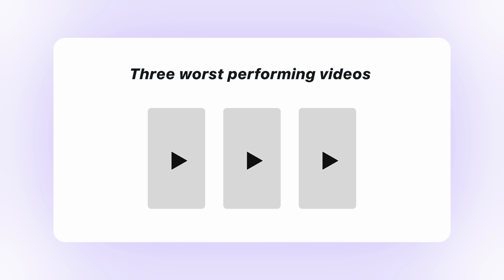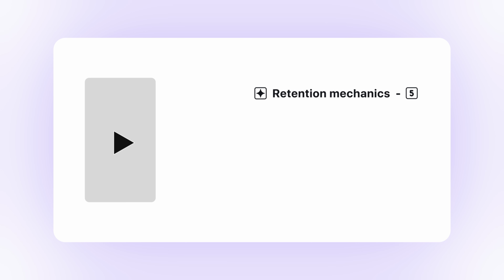Let's talk about how to actually use this information. First, I want you to audit your 3 worst performing videos using this framework. Pull up the analytics, find the videos with the lowest watch time or worst conversion rates. Now watch each video and score it on these elements. Retention mechanics. Does it handle all 4 drop-off points?